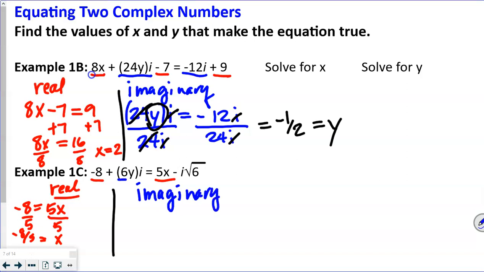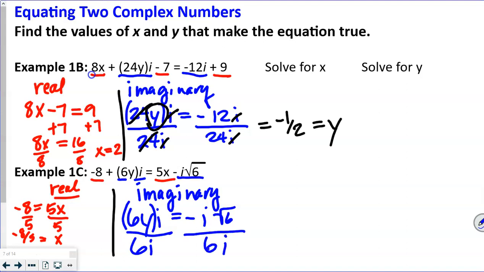Then we got our imaginary. So here we go again. We got the 6yi, right? And that's equal to, notice we've got -i square root of 6. So remember, once again, we're trying to get that y by itself. So we are going to divide by 6i, and we're going to divide this by 6i.